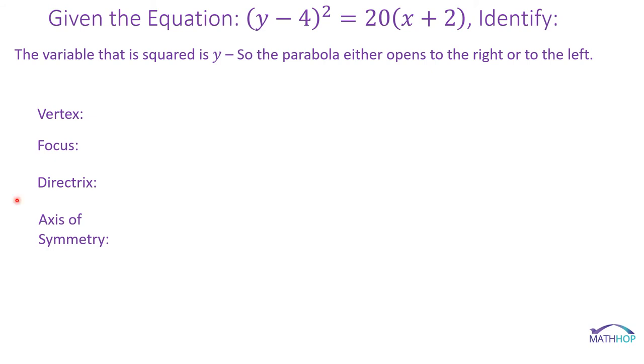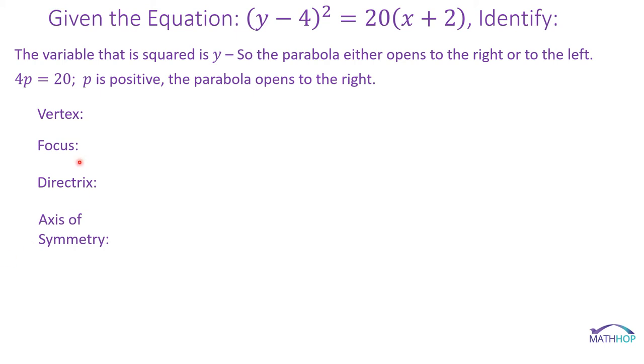So the variable that is squared is y, right? We have y minus 4 squared. So this is going to either open to the right or to the left. We are going to look at this term and see that 4p is 20. Since 4p is 20, p is positive. This parabola opens to the right.